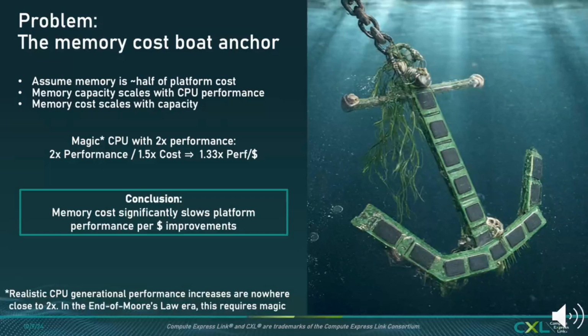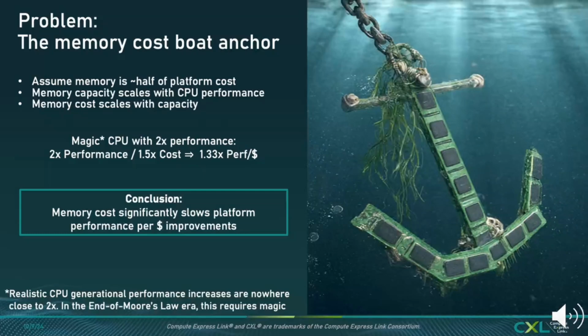So now let's imagine that we're able to buy some new magic CPU that has twice the performance. I say magic because really, in the end of the Moore's Law era, this requires magic, right? We're not seeing new CPUs with twice the performance of the last generation CPUs, at least not with ISO cost. The CPU becomes more performant, but it also becomes more expensive. So that's why we call this a magic CPU. It's twice the performance. It's no more expensive. It's no more power. It's all the same properties, just twice the performance.